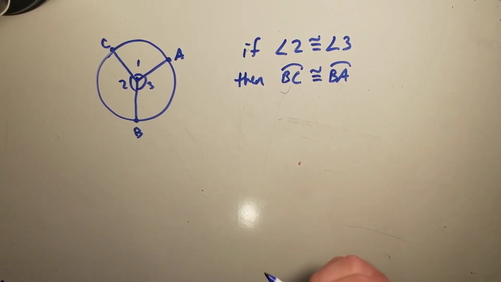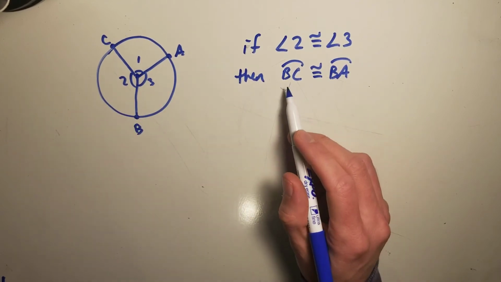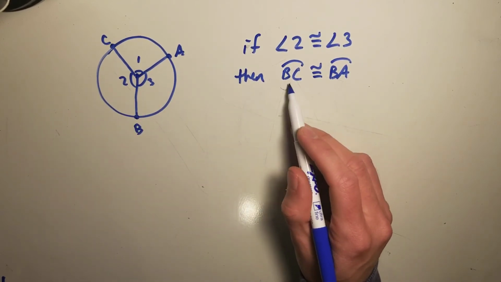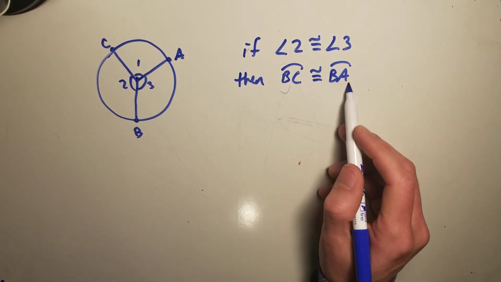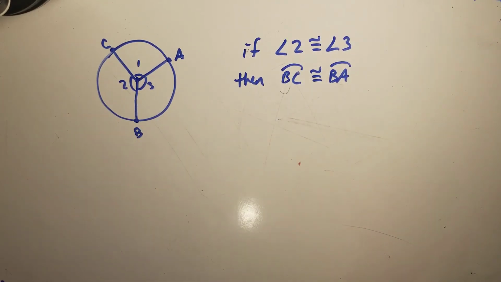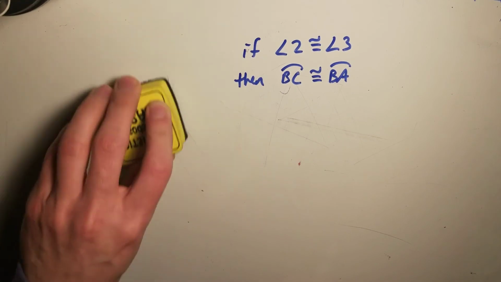And also that works backwards if we know the arcs are congruent. So if we have arc BC is congruent to arc BA, then we also know the central angles will be congruent as well. So that's congruent arcs. That's actually a theorem, page 707 if you want to copy down the theorem word for word in your book. And then we're going to talk about adjacent arcs and this little postulate, and then we'll do a little practice with these.